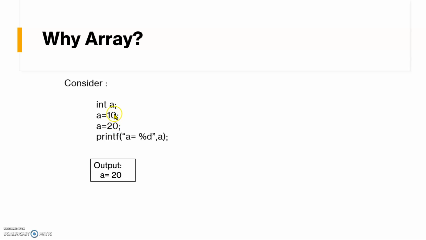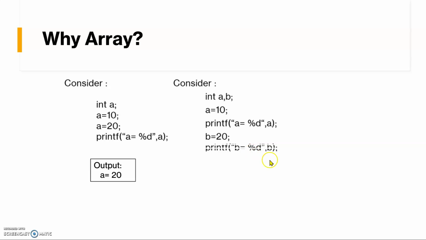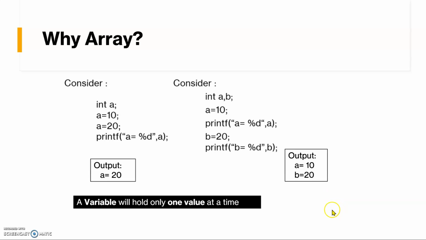But if you want to have both the values, what is the solution? We need to take two variables. One will hold one value and the other variable will hold the other value. And if you use two printf statements, then we will get the values 10 and 20. Both the values can be displayed. That means we can come to the conclusion that a variable can hold only one value at a time. If you try to store more than one value into a single variable, the old values will be overwritten with the new values.